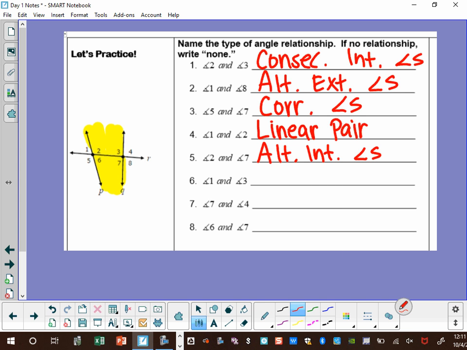All right, angles 1 and 3. Good, those are corresponding. Same side, same position. Ooh, 7 and 4, also a throwback. Good, vertical angles.